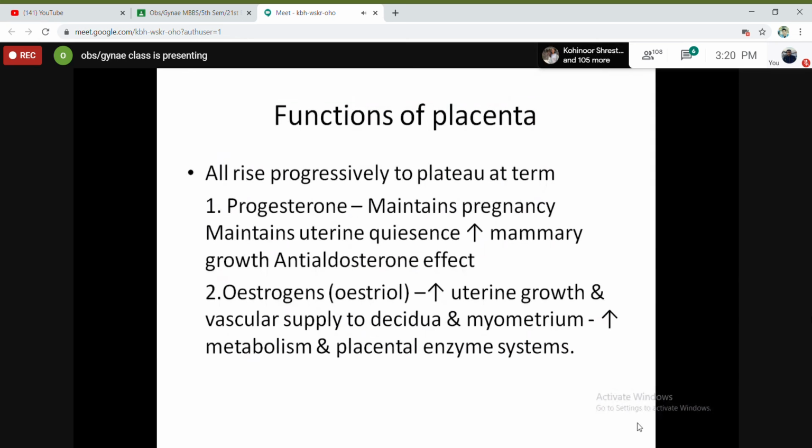Other important hormones produced by the placenta are progesterone and estrogen. Progesterone basically maintains the pregnancy, maintains uterine quiescence, and also helps in mammary growth. And estrogen helps in growth of the uterus and vascular supply to the decidua and myometrium, and it helps in metabolism and the placental enzyme system.